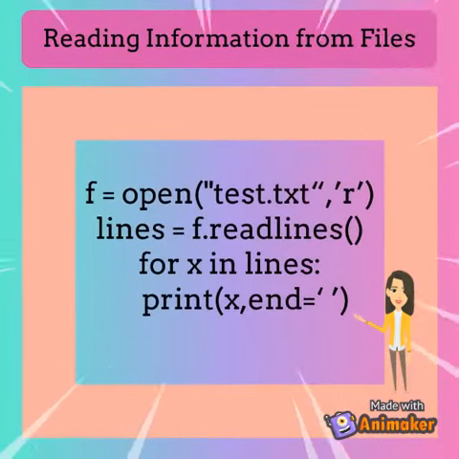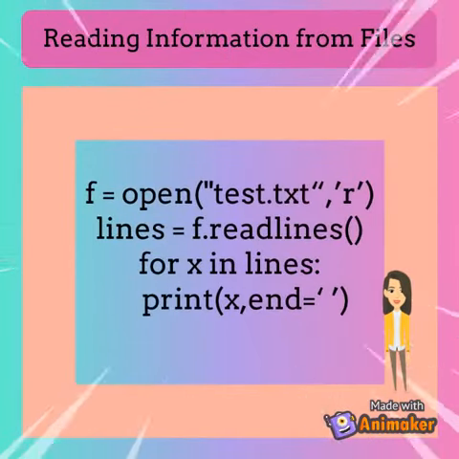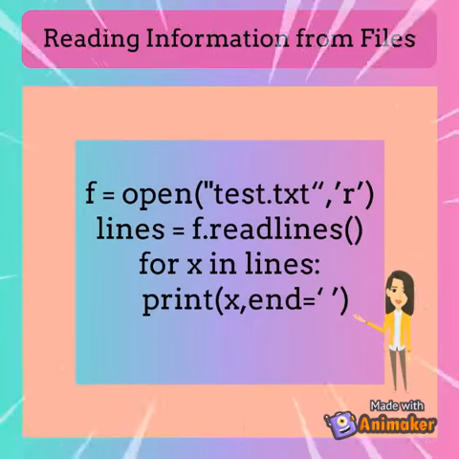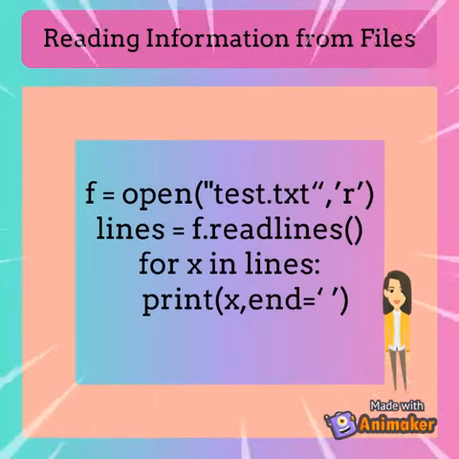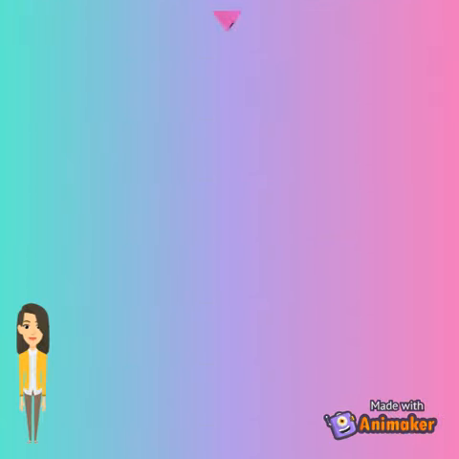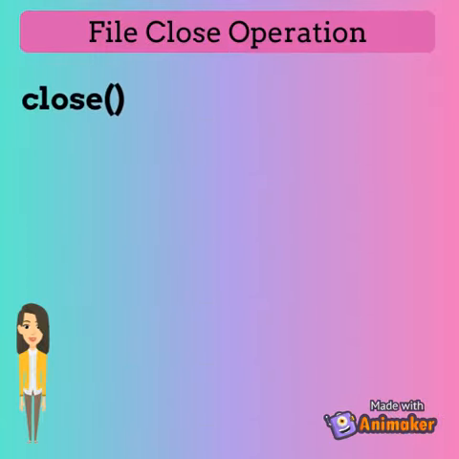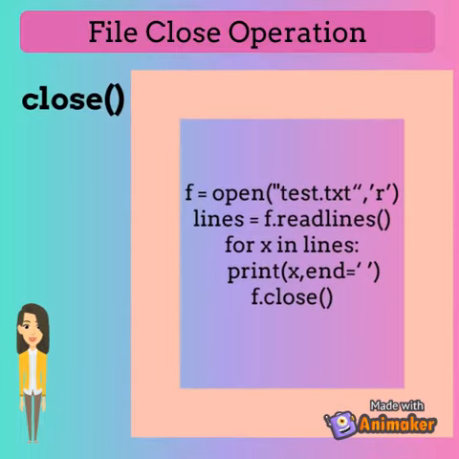For reading information from the file, first open the file in read mode. Then using readLine function, read contents of the file line by line, and using loop print. Close function is used to close the file after use. After reading the contents of the file using for loop, we can use f.close to close the file.